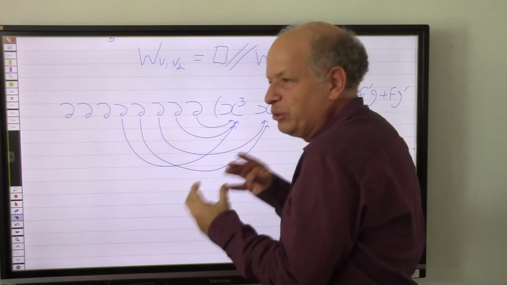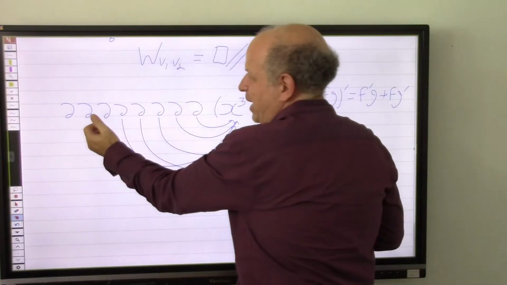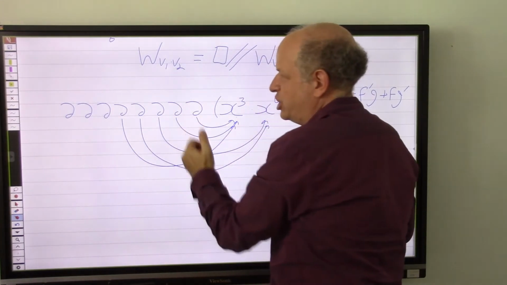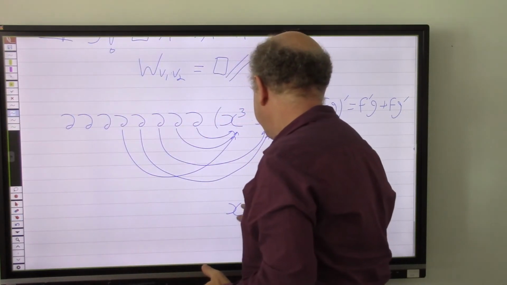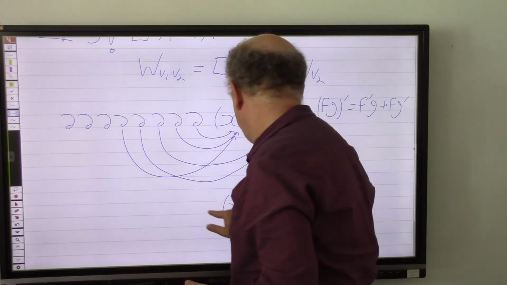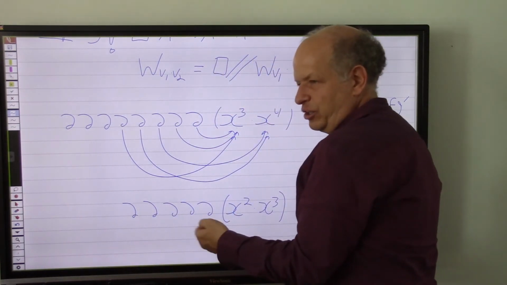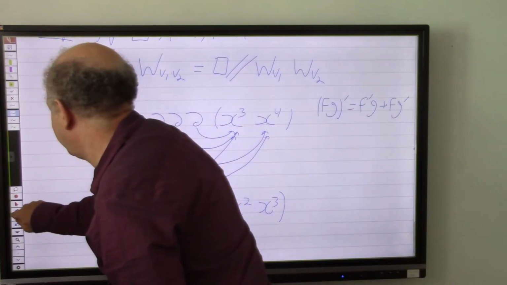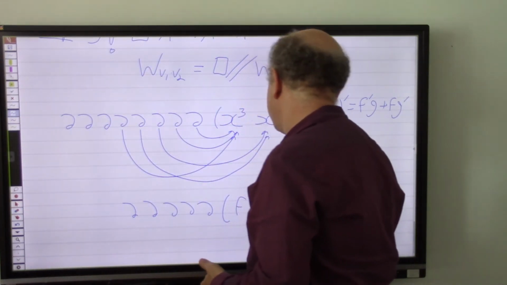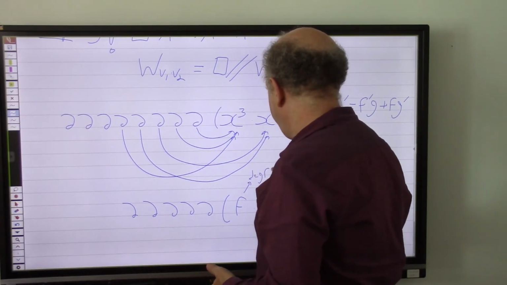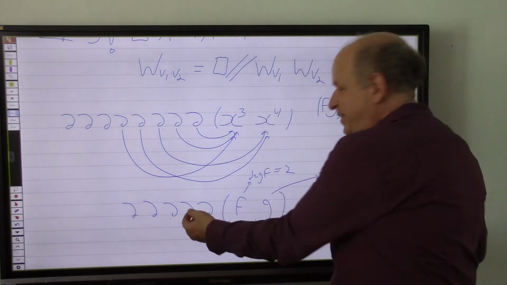But now suppose I wanted to compute the weight system. To compute the weight system means that I apply exactly the right number of differentiations. So I take my x squared times x cubed and I apply to it exactly 5 differentiations. Let's not call it x squared and x cubed. Let's make it a general polynomial. So f and g, where the degree of f is equal to 2 and the degree of g is equal to 3.